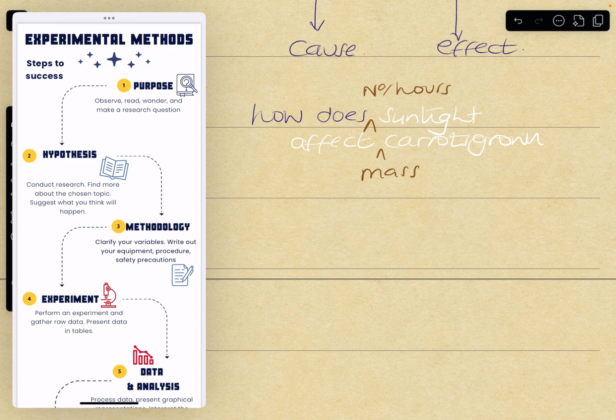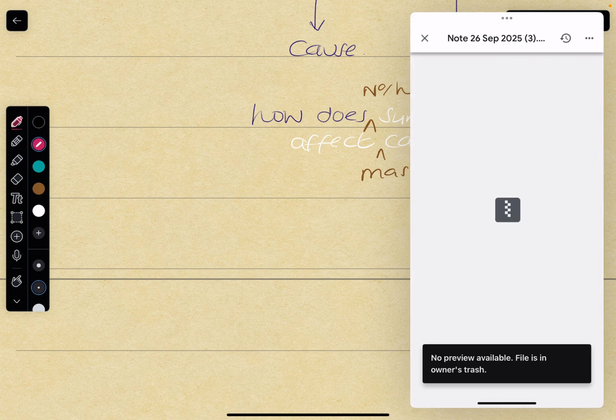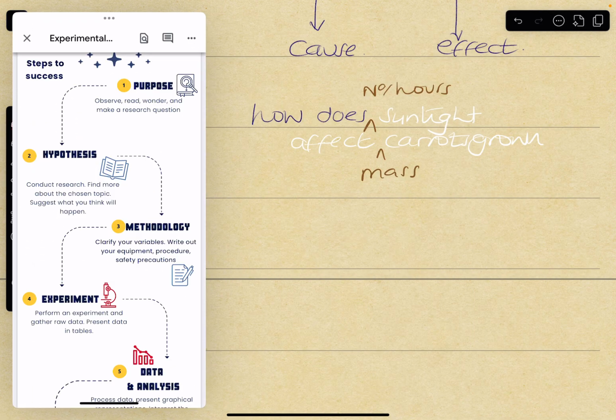You could elevate that one step further if you wanted to by including in there: how does the number of hours of sunlight, 1, 2, 3, 4, 5, affect the mass of carrots grown over 20 days? Okay, so what this would do is move us even further towards a DP level research question than just an MYP research question.